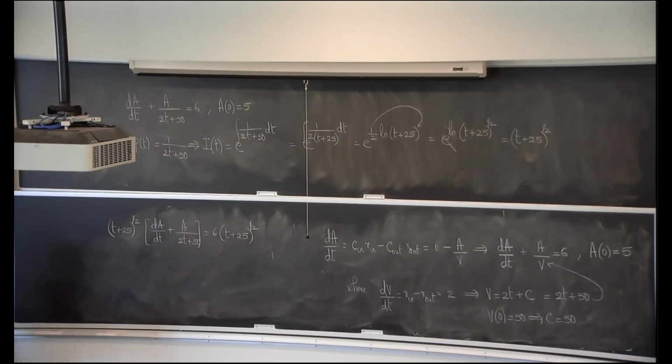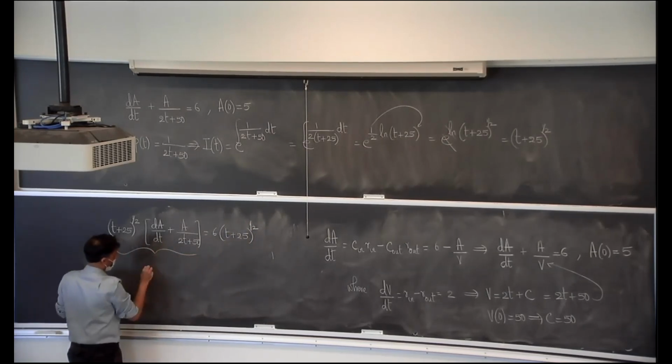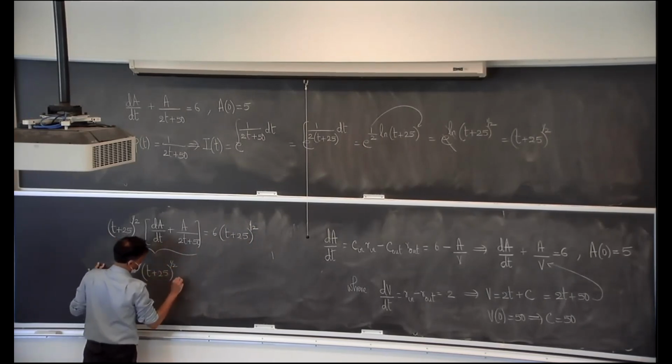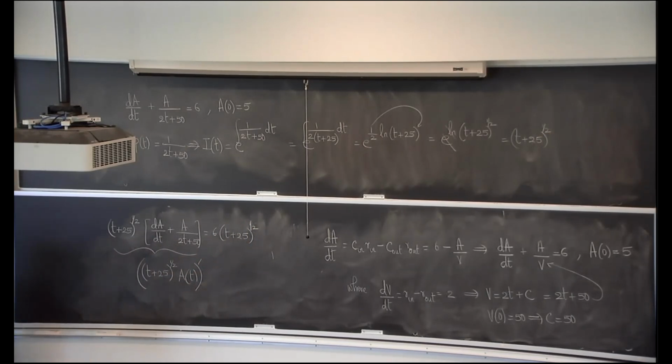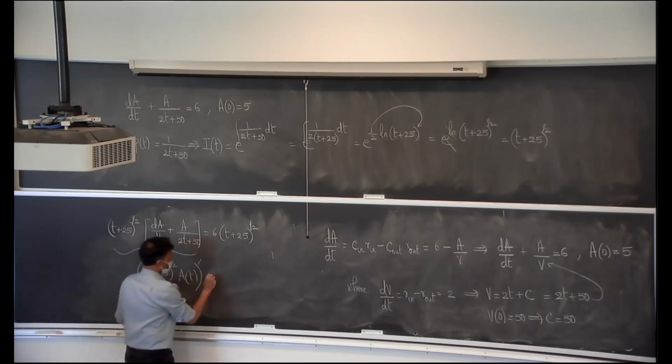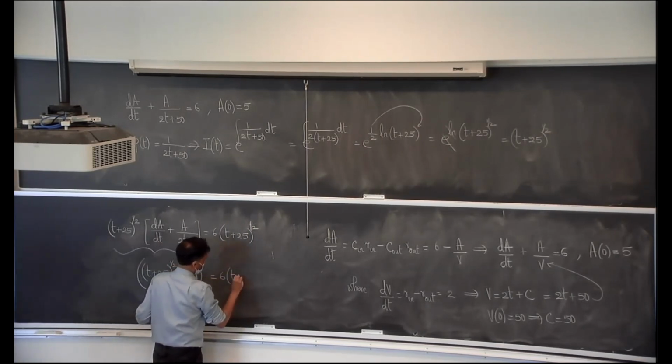Integrate both sides. So first of all, this is now t plus 25 to the power of a half times A of t prime. That is why we were doing this concept of integrating factor earlier. We could combine those two into a single term, equal to 6 times t plus 25 to the power of a half.